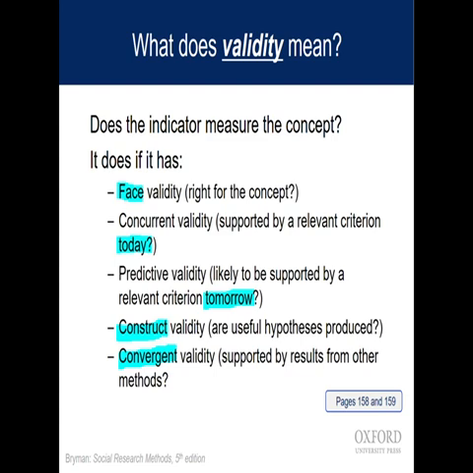Now, concurrent validity, you need to understand that one is best compared with this next one, predictive validity. Concurrent validity refers to, does the measure predict something that's going on today that it should predict, that you would expect it to predict.